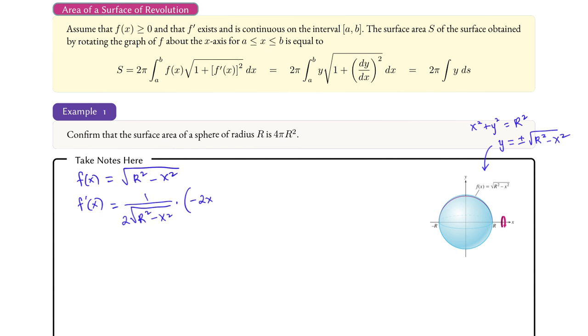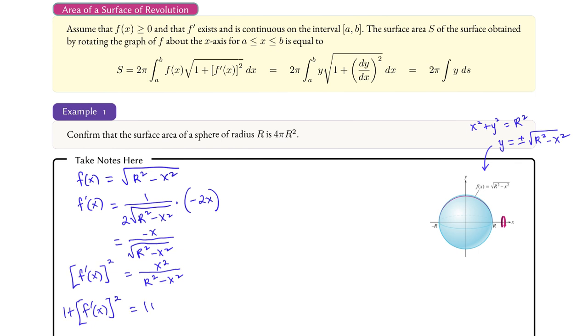using the chain rule. In the arc length formula, we would need to square f prime of x. So to simplify f prime of x, we end up with negative x over the square root of r squared minus x squared. F prime of x squared is therefore x squared over r squared minus x squared. In the area of the surface of revolution, we need to add 1 to the square of f prime of x. This is 1 plus x squared over r squared minus x squared.